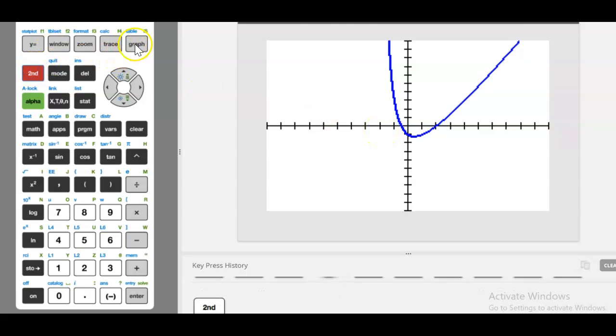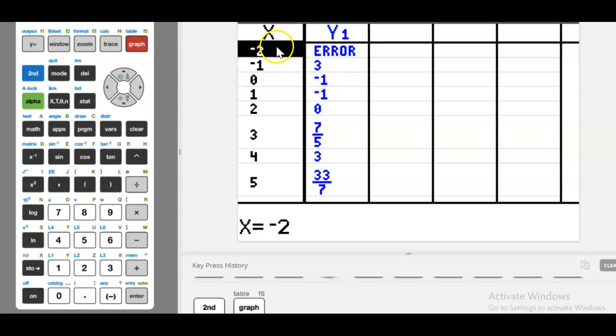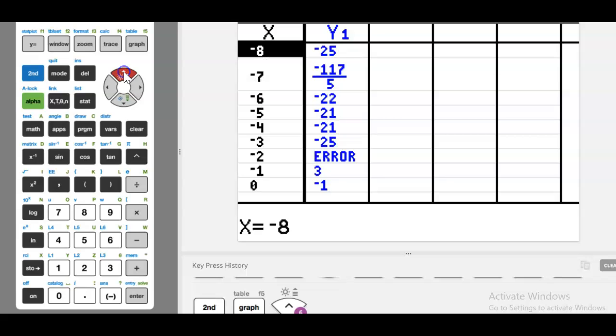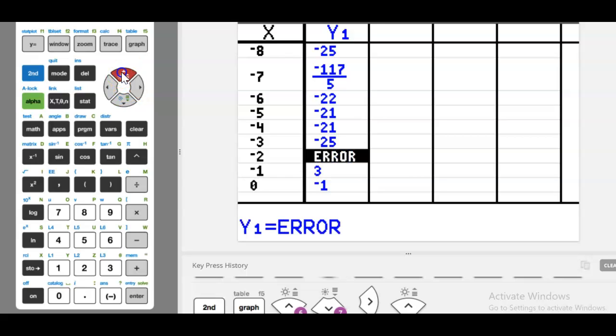So second graph for table. When we plug in a -2, we get the error message. And so -2 is restricted. -2 is not allowed in our domain. Also, if we scroll up, we can see we don't get an error message anywhere else. So we get out negative numbers, we get out positive numbers for our output for y, but we have an error message with -2, so -2 is restricted, not included in our domain.